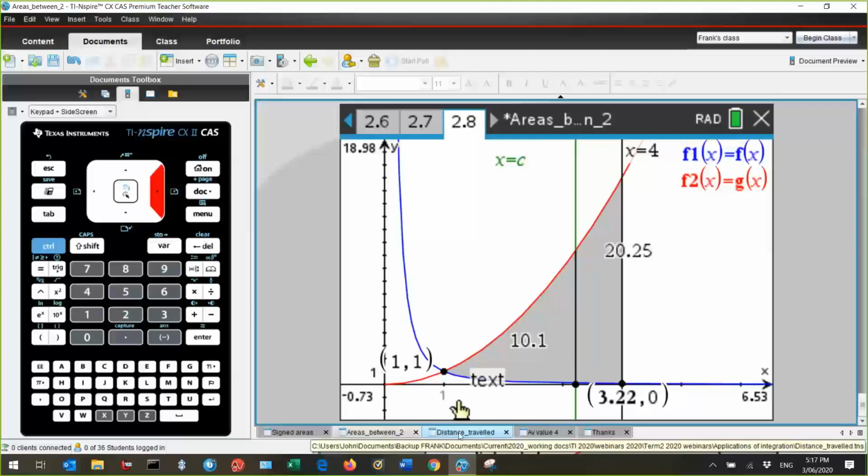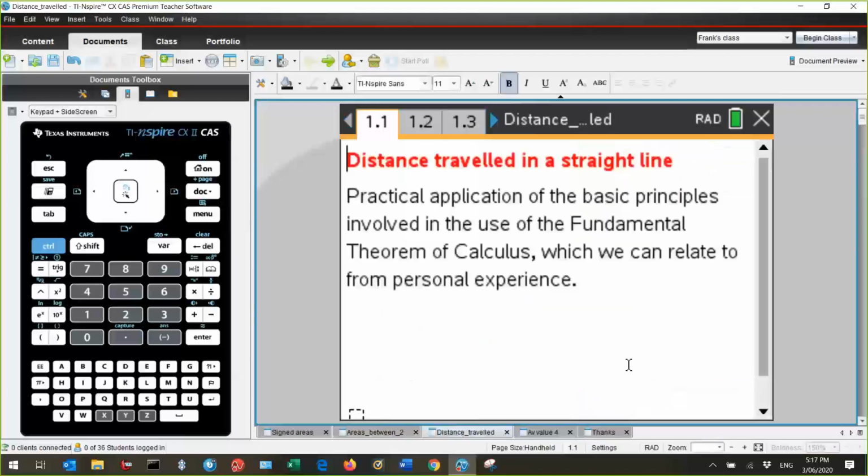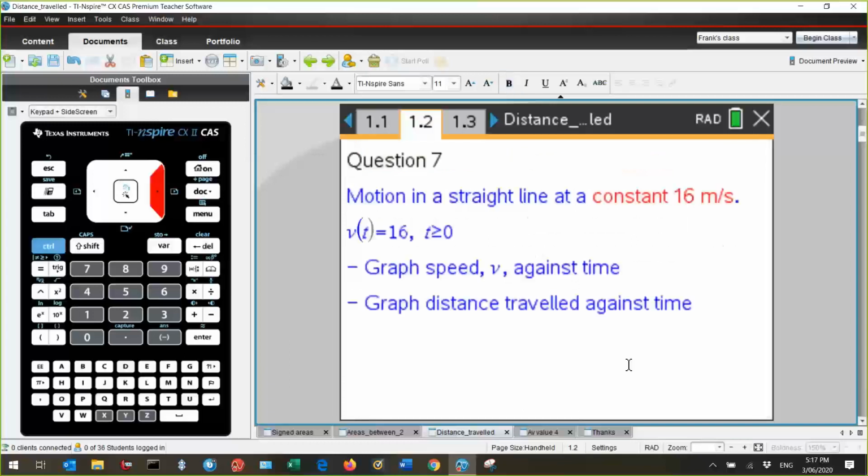All right, now the other application I want to have a look at is distance travelled in a straight line. So this is a very practical application which illustrates the fundamental theorem of calculus using an example which students should be able to relate to. So we're going to have a look at a very simple case to start with. So we're going to have a look at motion in a straight line at a constant speed of 16 metres per second. So the speed we're calling v, so v of t is 16.